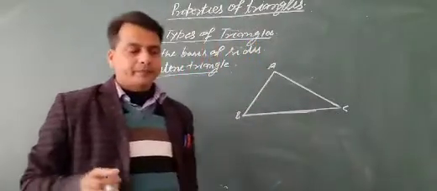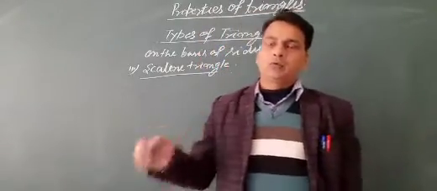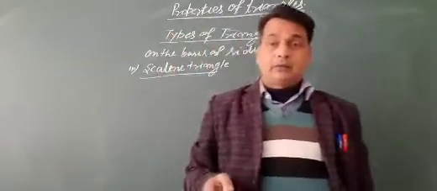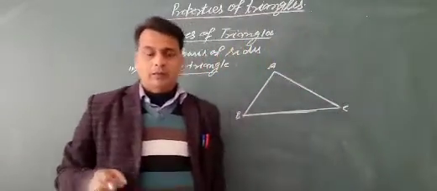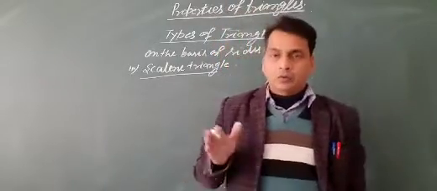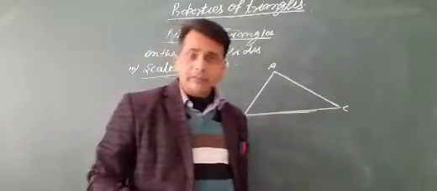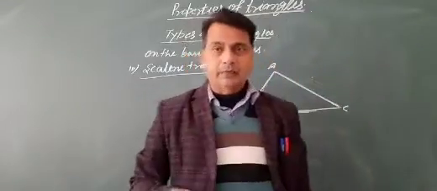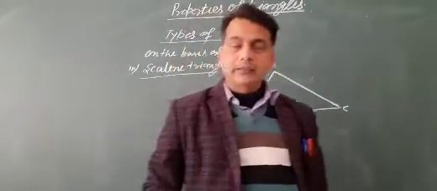Now next is the isosceles triangle. An isosceles triangle refers to a triangle in which two sides are the same, then the base angles are also equal. This type of triangle is known as the isosceles triangle. And the third type of triangle is known as the scalene triangle. In a scalene triangle, if the length of each side is different or unequal, and each angle is different, this type of triangle is known as the scalene triangle.